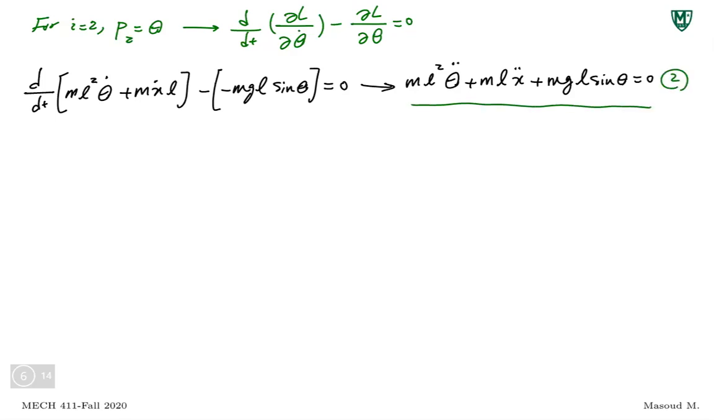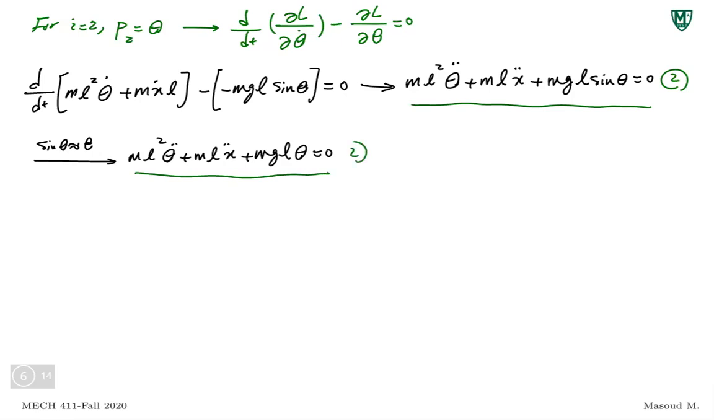Now we can make the assumption to linearize the system. Because theta is very small, we can say sine theta is almost equal to theta. So this becomes m l squared theta double dot plus m l x double dot plus m g l theta is equal to 0. So this is a better form of the second equation, the linearized form. That's the one we're going to use.